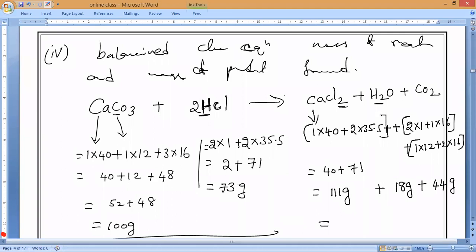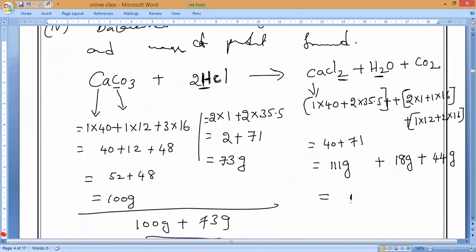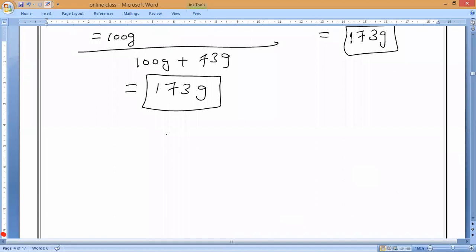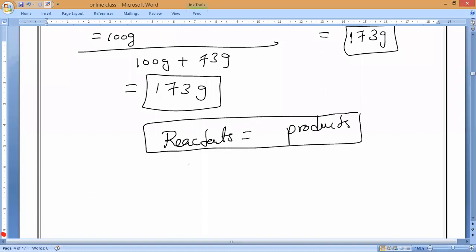Clear? So now add these three: 111, 18 and 44. What will come? 173 grams. Is it yes or no? So your reaction is correct. The mass of reactants equals the mass of products.